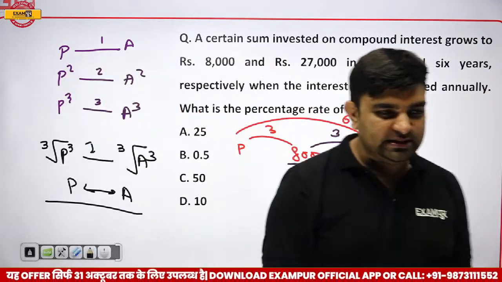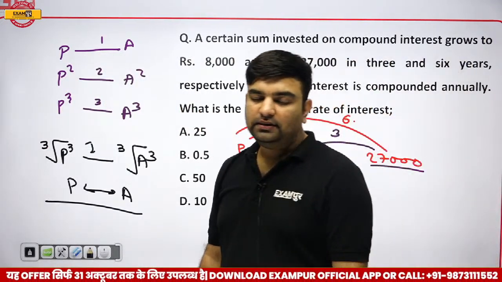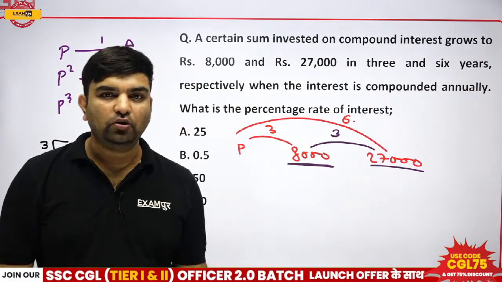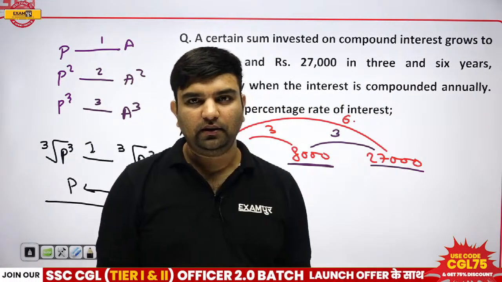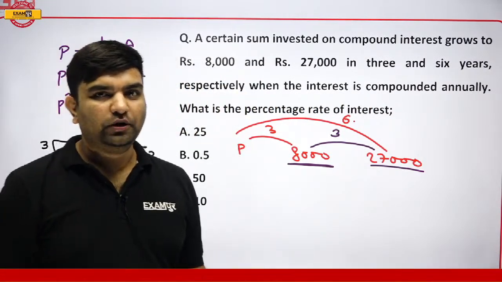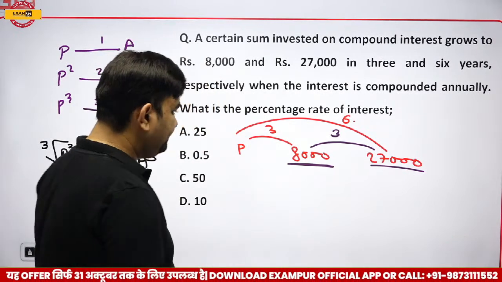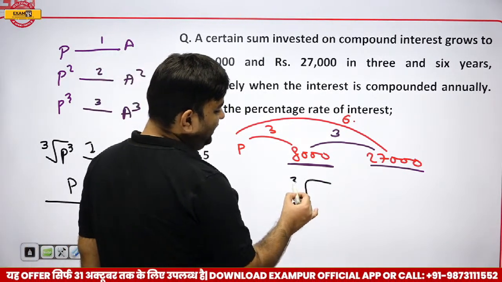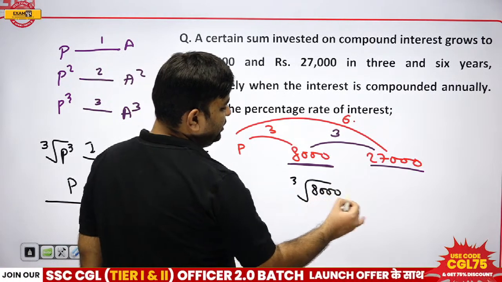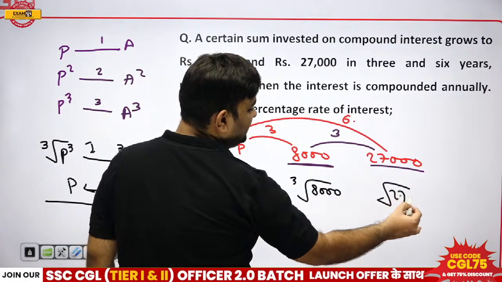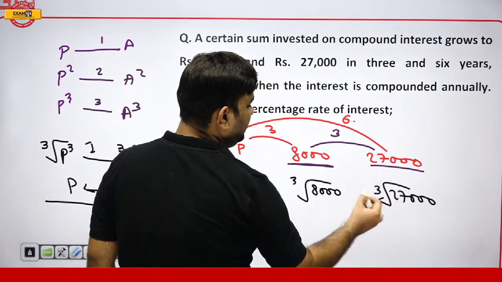If the change happening in 3 years is known, then by taking the cube root, we can find out the change happening in 1 year. So, cube root of 8,000 will become cube root of 27,000 in 1 year.